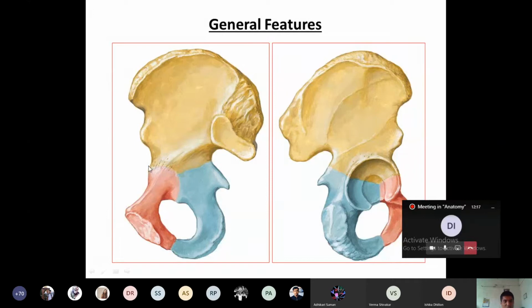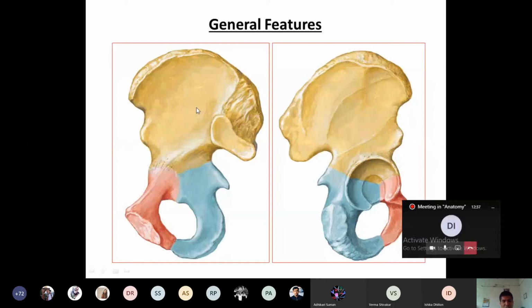Okay, and this one is the lower end. The lower end of the ilium joins anteriorly with the pubic part and posteriorly with the part of the ischium. Okay, so these are the two ends, upper end and lower end, and the three borders.